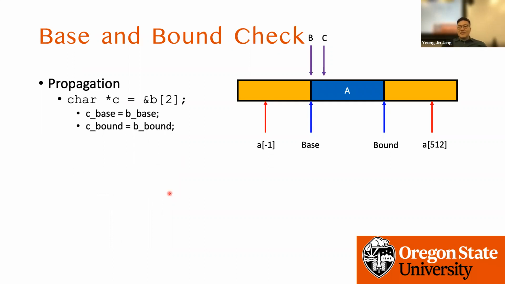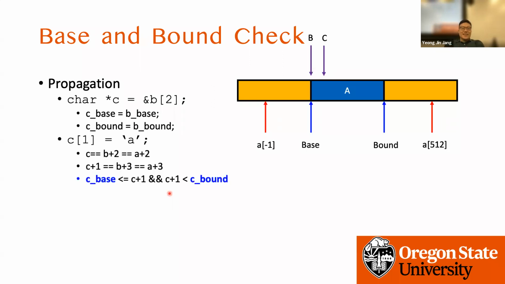And then let's take an example. The compiler needs to insert another check when we access the memory. So at the allocation, we need to set the base and bound. At the assignment, we need to propagate the base and bound. And at the access, we need to enforce base and bound.